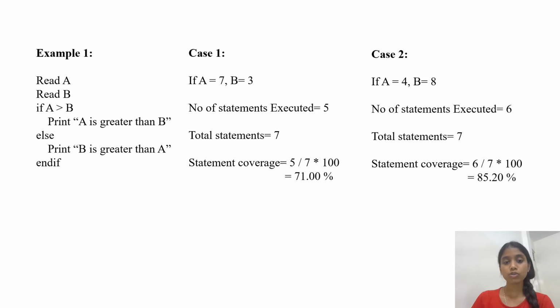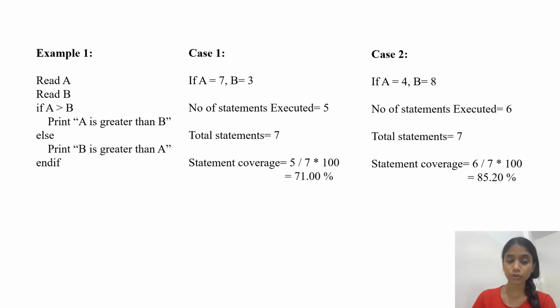Case 2. Let us consider the counter case, that is if A is equal to 4 and B is equal to 8. Read A and read B will obviously get executed, and if A is greater than B will execute, because we need to check if A is greater than B. We can't jump directly into the else part. So if A is greater than B, yes, it will execute.